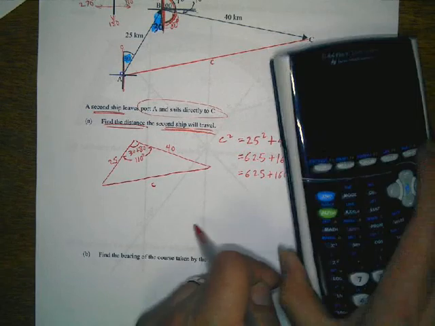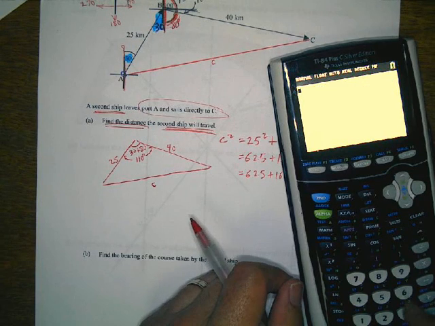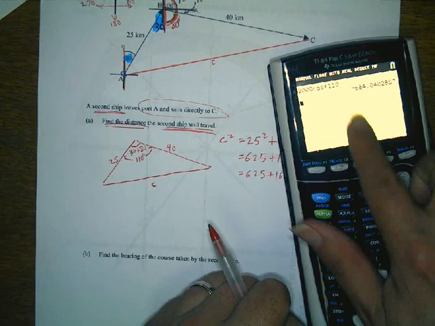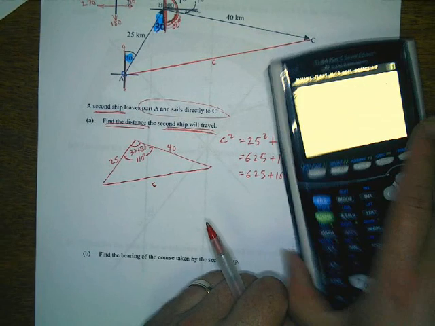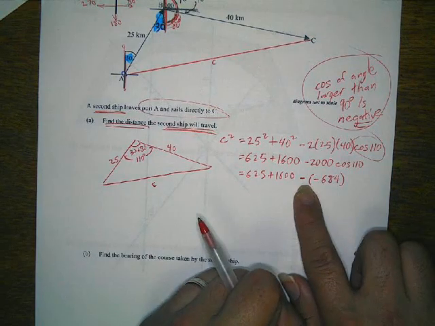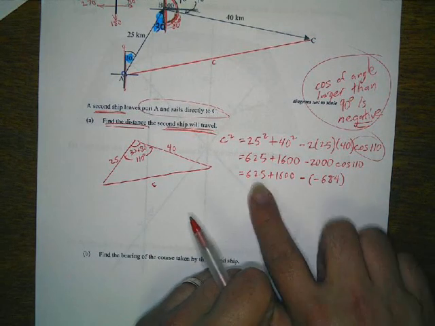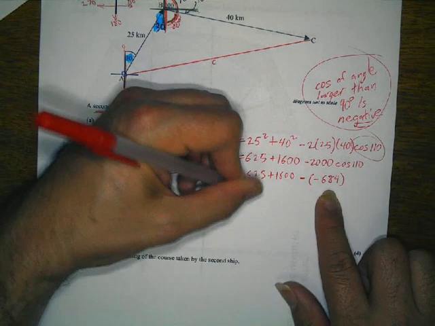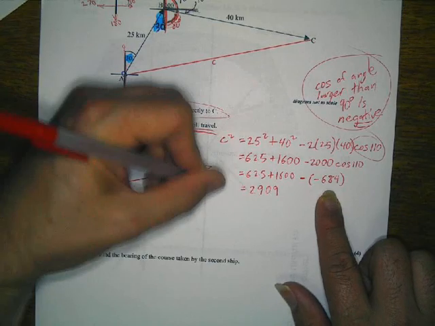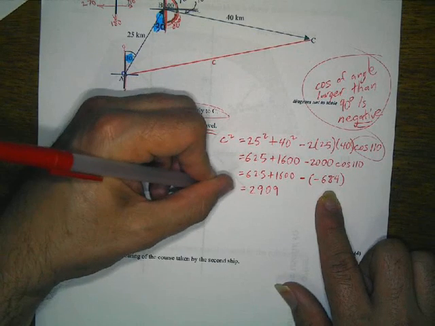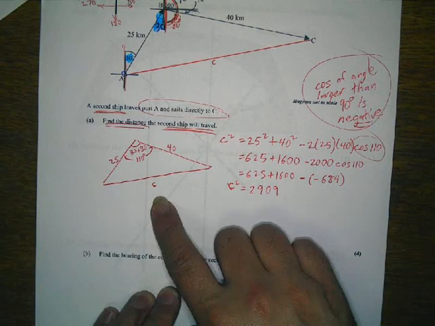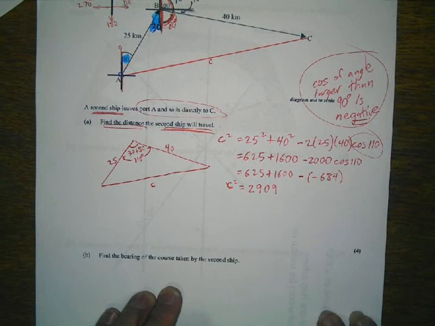I'll even do it. Okay. 2,000 cosine 110. And I get negative 684. Okay. So now this is going to turn into plus. So this plus 684 is going to give me 2,909. Okay. Well, I used the lowercase c. That's not the correct letter, but anyway, so we take the square root.